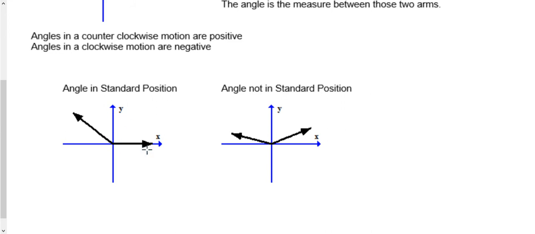Right below, we have two pictures here just to help you out. Standard position is always here on the left. You always have an initial arm on your x-axis, and that's key there. Your terminal arm can be anywhere else on this grid.